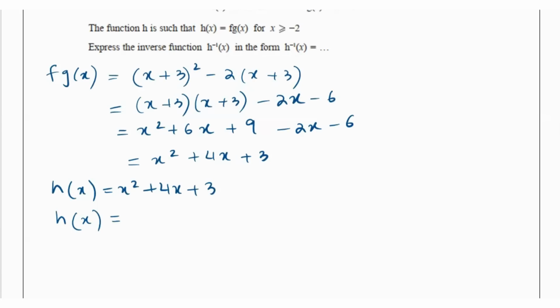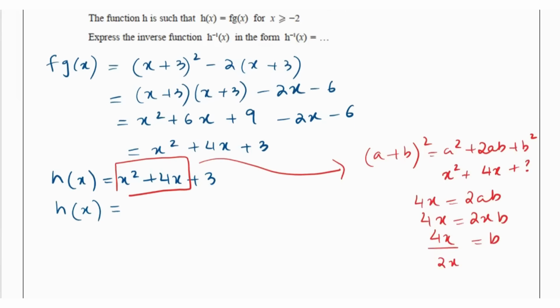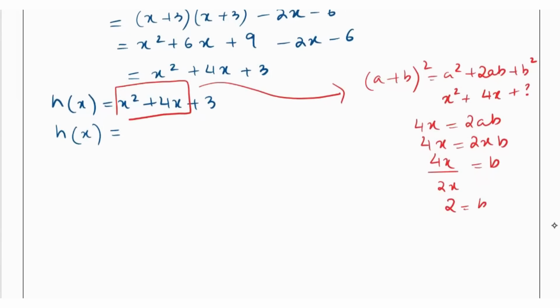Next step is to remember that you're completing this square. A complete square is a plus b whole square, which expands to a square plus 2ab plus b square. Over here, we have our a square, which is x square. We have our 2ab, which is 4x. What we need to find is our b square. So we can put 4x equal to 2ab. Since a is x, so it's going to be 2xb. And 4x divided by 2x equals b, which means 2 is the value of b.